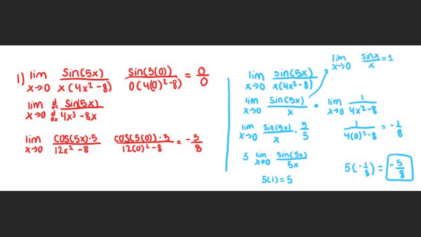Great, Kiza, can you also talk about you using L'Hopital's rule? Yeah, so for L'Hopital's rule, it's a shortcut. I just took the derivative of the top and the bottom. The derivative of the top is cosine 5x times 5, chain rule. And for the bottom, I got 12x squared minus 8. And then I just substituted in 0 and got -5 over 8, the same answer.